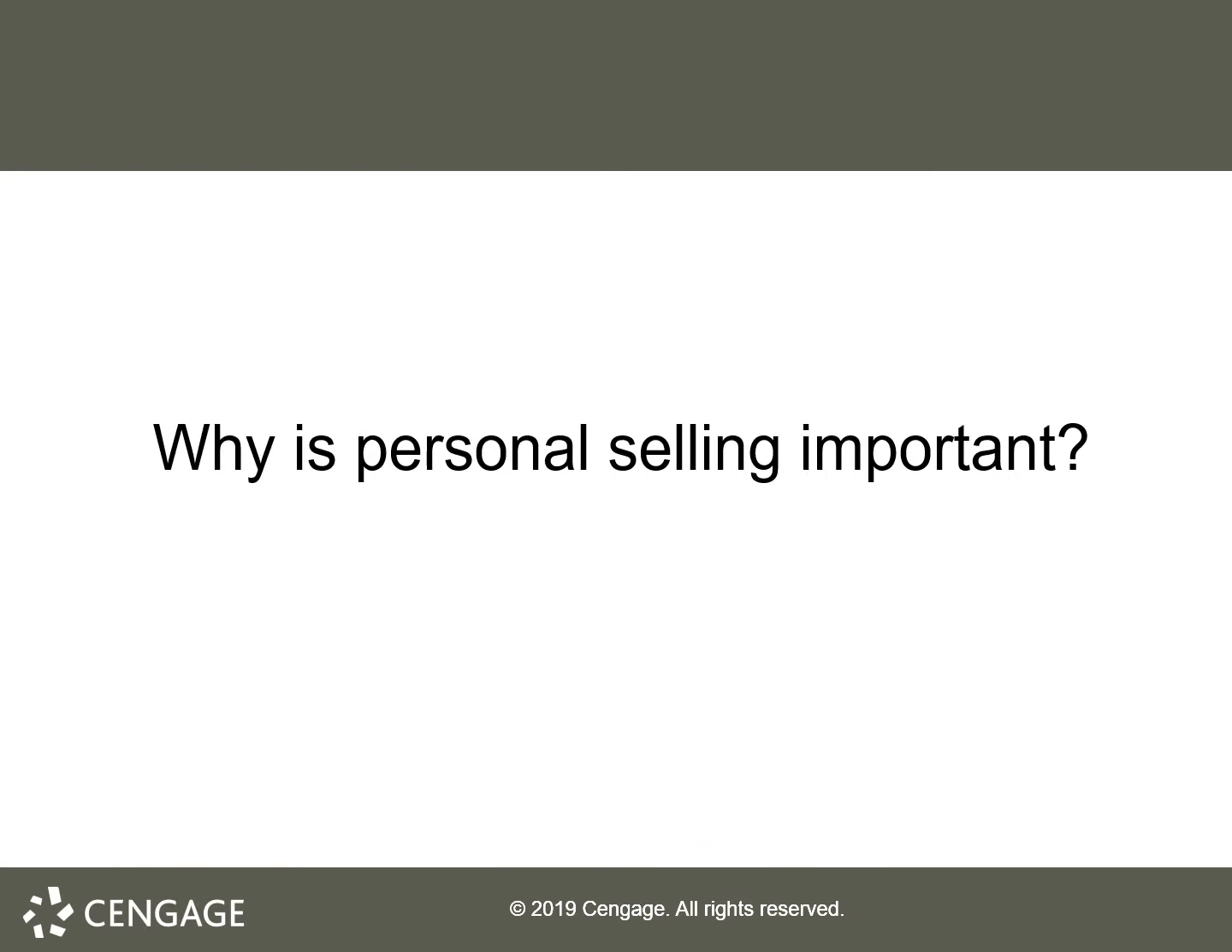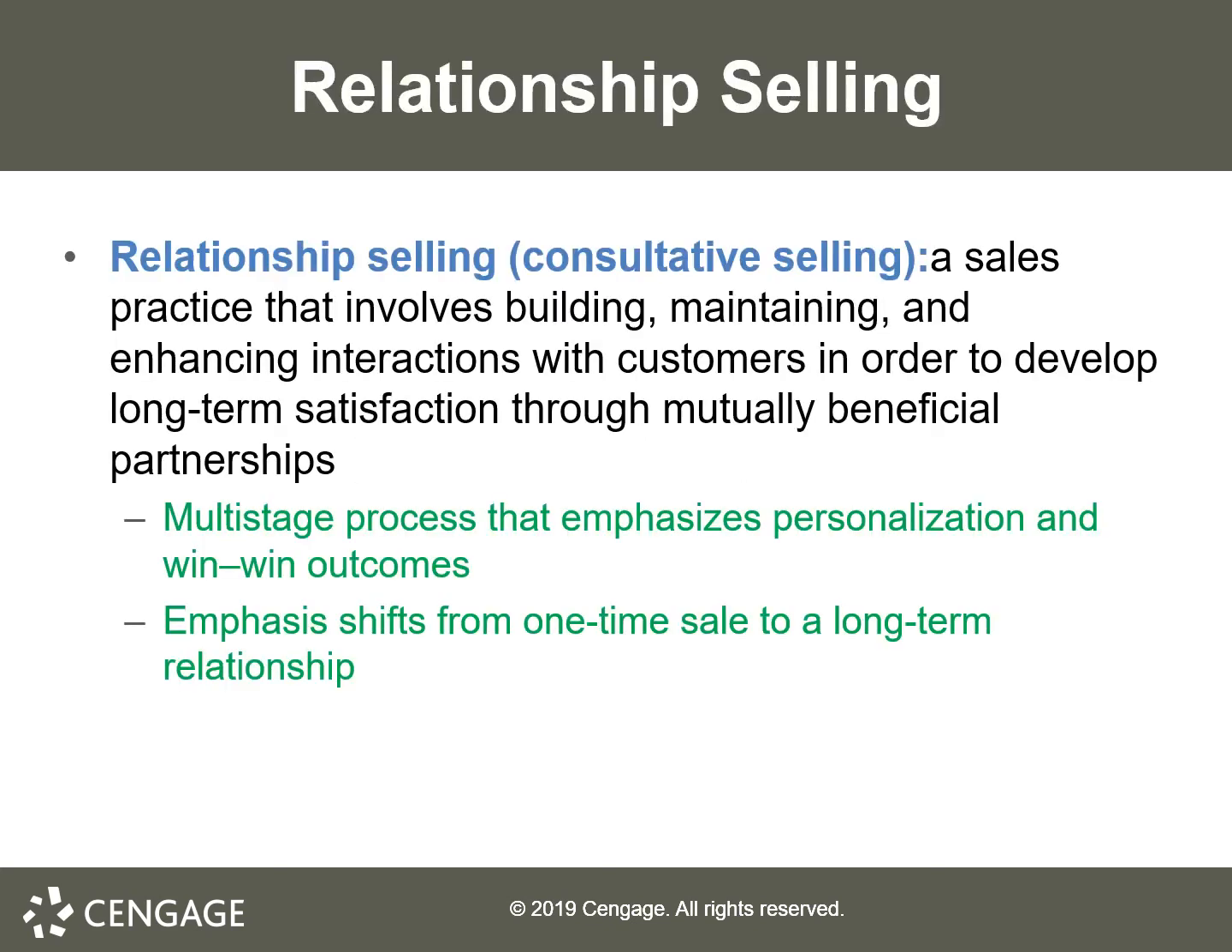So why is personal selling important? Why do we care? Let's take a deeper look. Personal selling relates a lot to relationship selling, and relationship selling is sometimes called consultative or problem-solving selling. Relationship selling is a sales practice that involves building, maintaining, and enhancing interaction with customers in order to develop long-term satisfaction through mutually beneficial partnerships. It's a multi-stage process that emphasizes personalization and win-win outcomes. Emphasis shifts from one-time sale to a long-term relationship. You're not just trying to sell them something, you're trying to build a relationship.